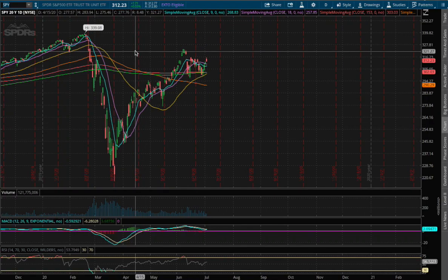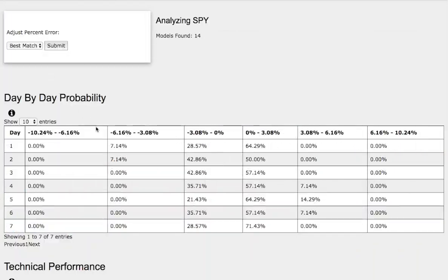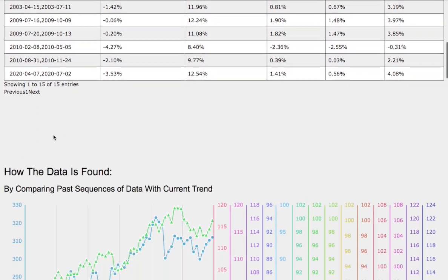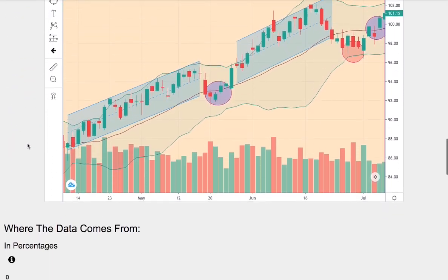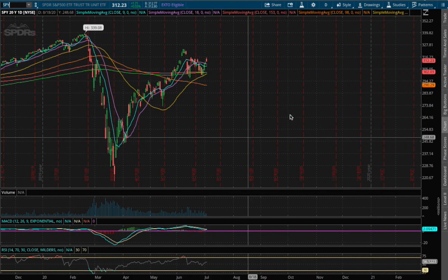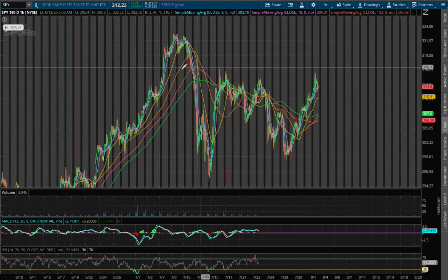Hello viewers, we'll be going over the S&P 500 ETF, ticker symbol SPY. In this video, we'll be using the day-by-day probability model, the technical performance of each model, how we find the models, comparing the current trend with the trend in the past, and we'll go over the day-by-day forecast for the S&P 500.